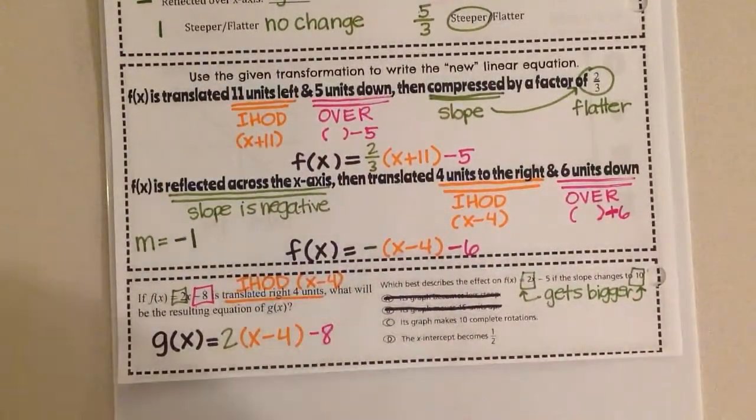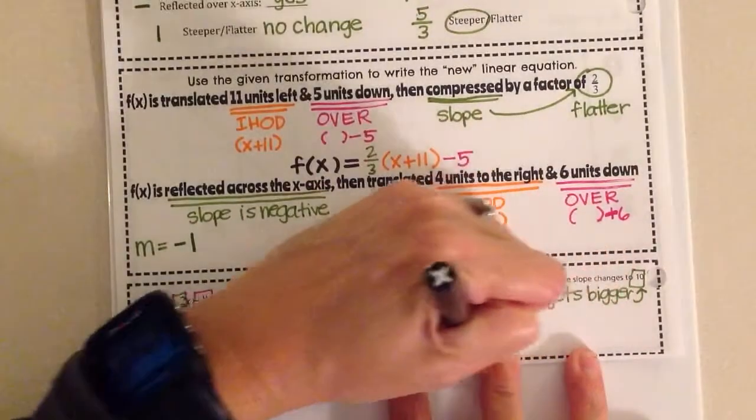And then C, its graph makes 10 complete rotations. I never talked about your graph making a complete rotation. So that is not an answer.